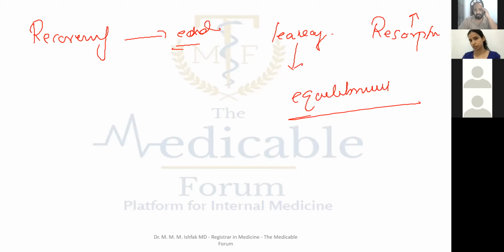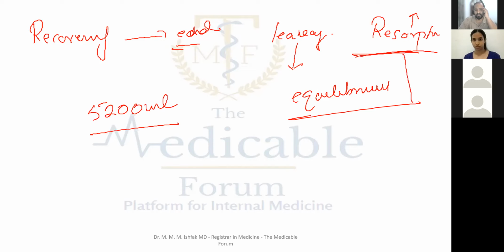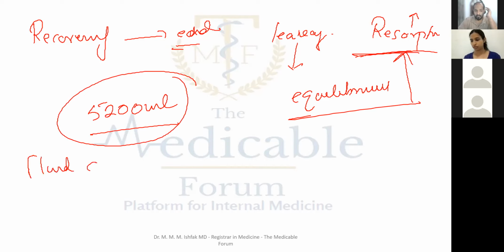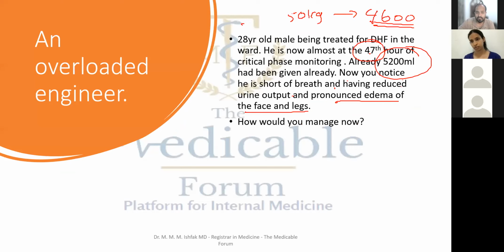Now, here what has happened? 5,200 ml has been given to this engineer, so finally, when he is recovering, everything is starting to reabsorb. Now he is fluid overloaded. So when fluid overloaded, what do you have to do? You have to make sure that you take out the fluids. But look at this question. Now he is having reduced urine output and pronounced edema of the face and legs.